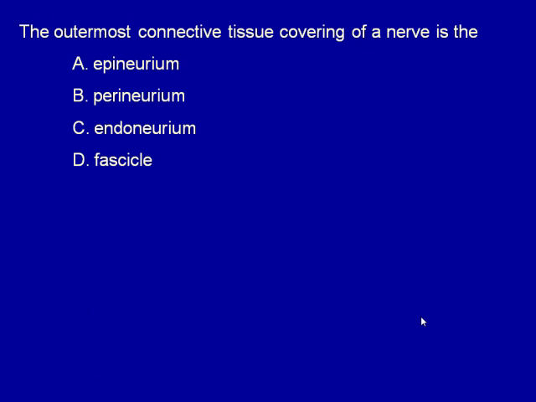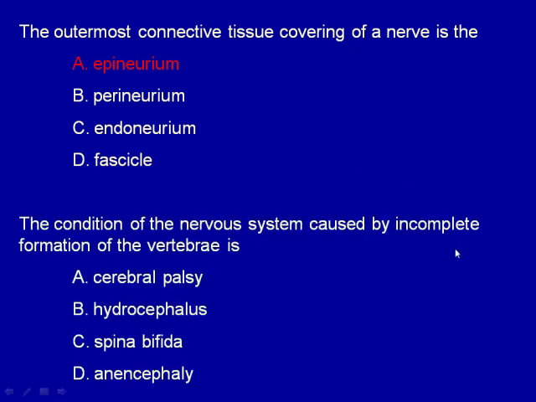The outermost connective tissue covering of a nerve is the epineurium, perineurium, endoneurium, or fascicle. It's the epineurium. The perineurium is the covering of the fascicles, which are subdivisions of the nerve, and the endoneurium is the connective tissue covering around each individual nerve fiber.